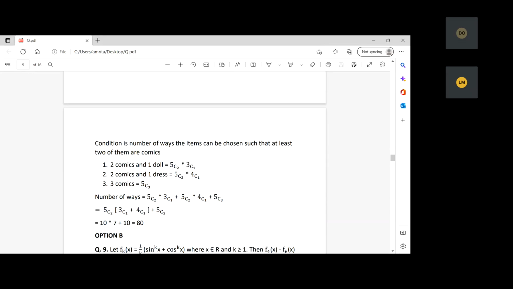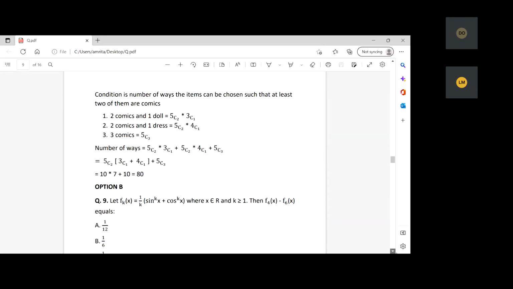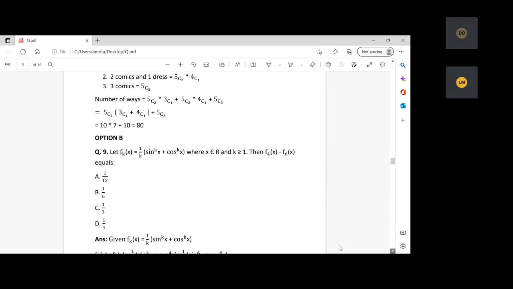So now I have another question for you. This is also very simple. This is also a previous year question, I think a JEE question. The previous one that we discussed was an AEEE question. This is now a JEE question.